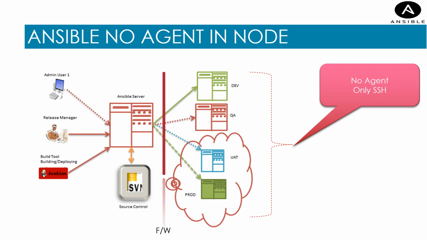So with Ansible, there is no agent on a node. Meaning, in other tools we need to install an agent on all nodes or remote servers, and only then will we get connectivity from the control server to the remote. But in the case of Ansible, there is no need to install any agent on a remote server, on-premises or in the cloud. The only thing we need is SSH or WinRM.